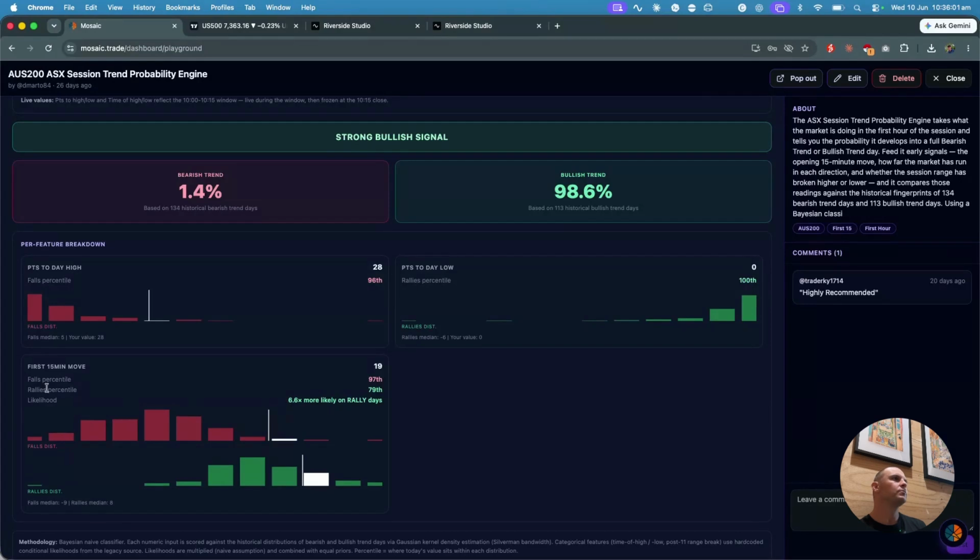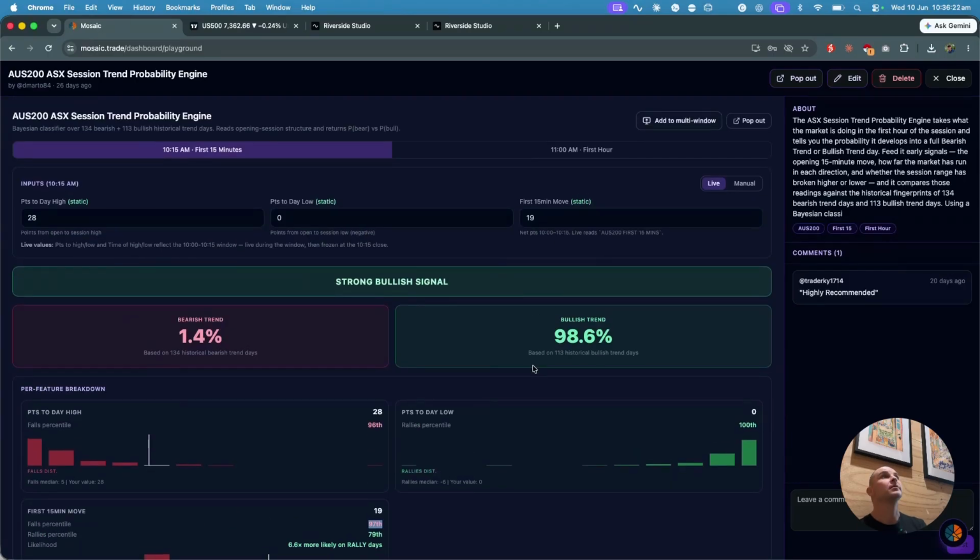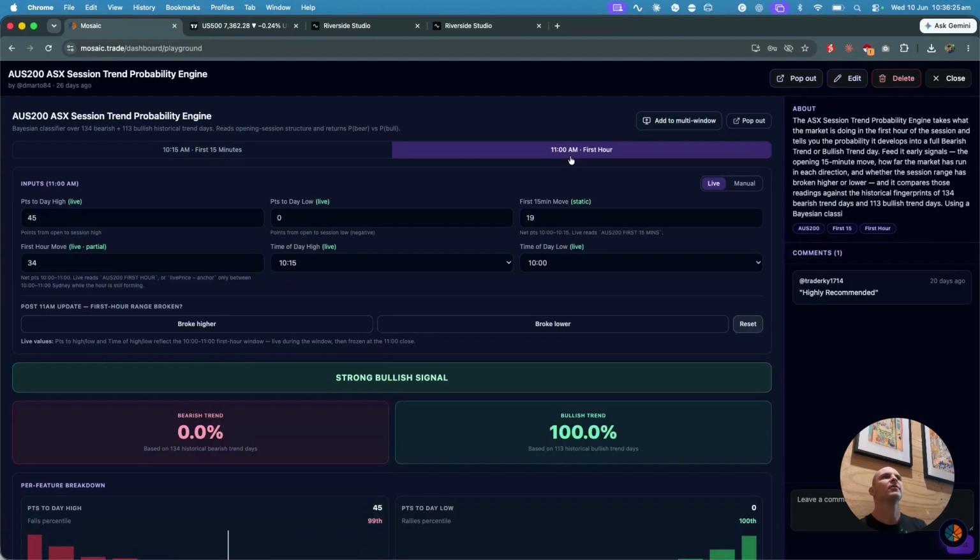So you can see the first 15-minute move here is 6.6 times more likely on rally days. So 97th percentile of fall. If we're going to finish significantly lower today, it'll be in the bottom 3% of times that have done that. So unlikely is what this is essentially saying. At 11 a.m. it'll update again.